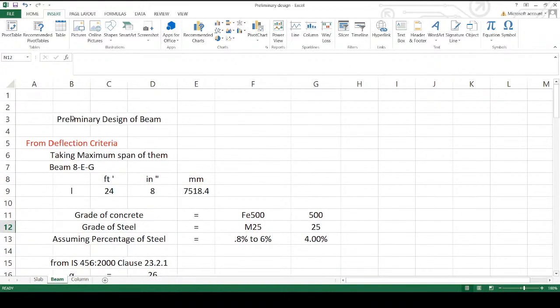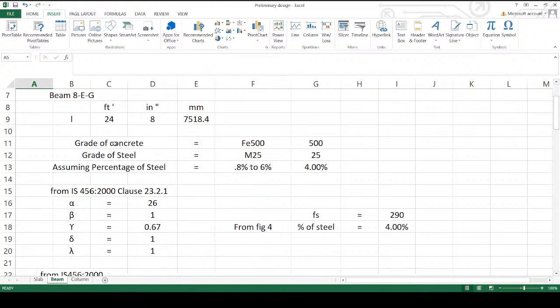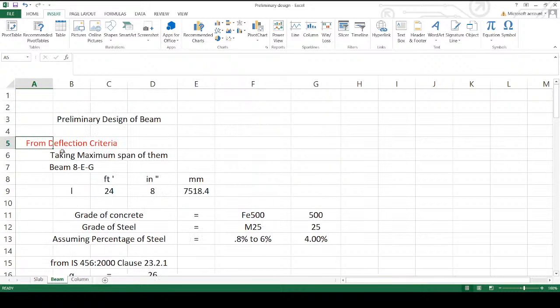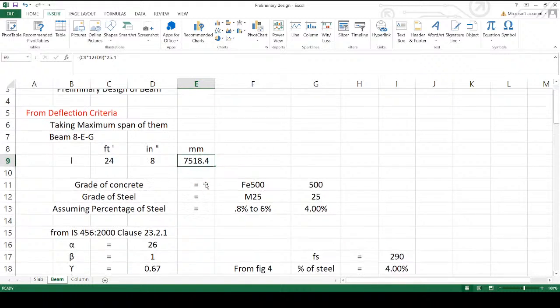I have calculated the preliminary design of the beam. The preliminary design of a beam can be done in two ways: from the deflection criteria control and from the moment criteria. First of all, we have to do the preliminary design by the deflection criteria, taking the maximum span in this architecture drawing. The beam 8EG has the longer span. L is equal to 24 feet 8 inch, converted into mm.